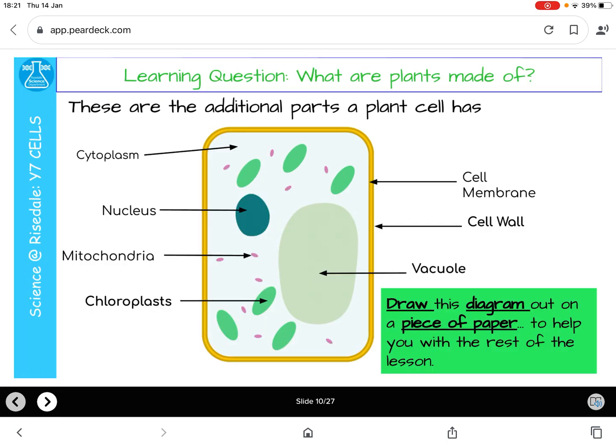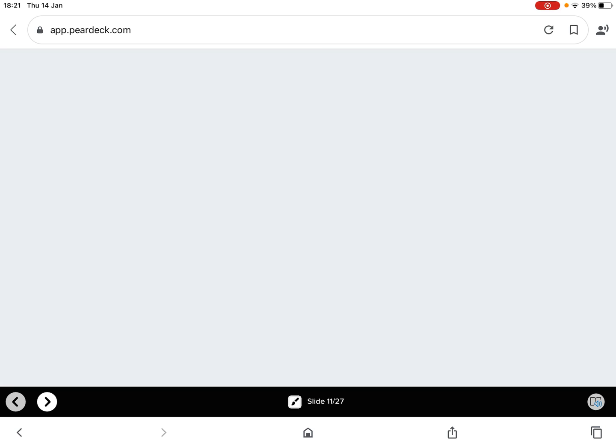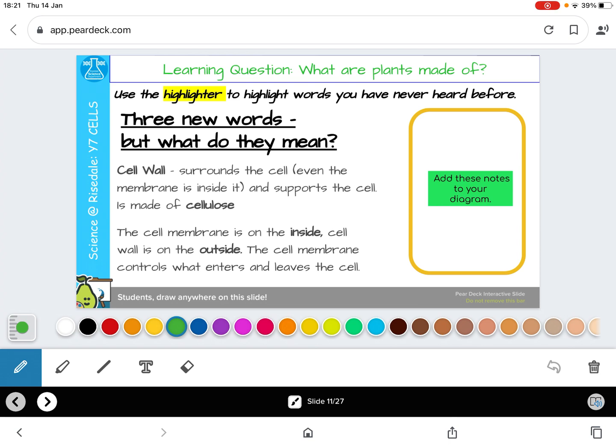And then it asks you to draw out this picture on a piece of paper to help you with the rest of the lesson. And I'm also convinced that when I went through the answers, quite a few of you skipped the drawing out stage as well. It was obvious to me who had drawn the picture and used it to help them and who had not drawn the picture. So, 3 new words on this picture here.